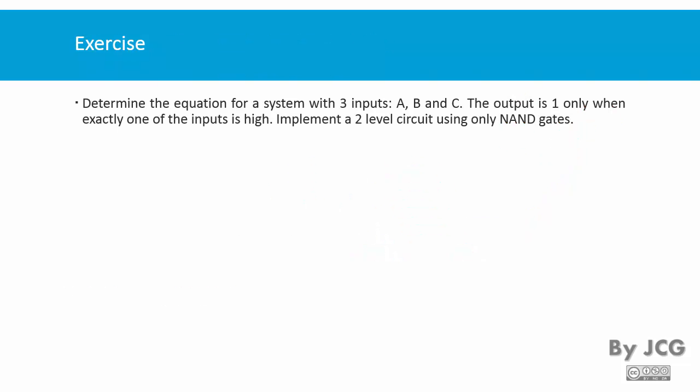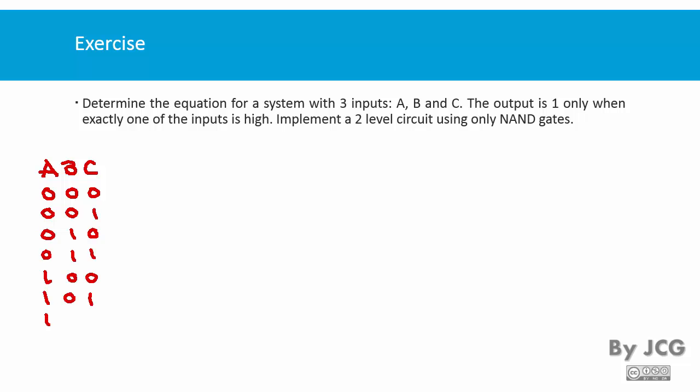Determine the equation for a system with three inputs, A, B, and C, and the output will be 1 only when exactly one of the inputs is high. And we want to implement a two-level circuit using only NAND gates. So we will build the truth table first. The function says the output will be 1 only when exactly one of the inputs is high. So here would be 1, then here it will be 1, and also here. All the other inputs are 0.